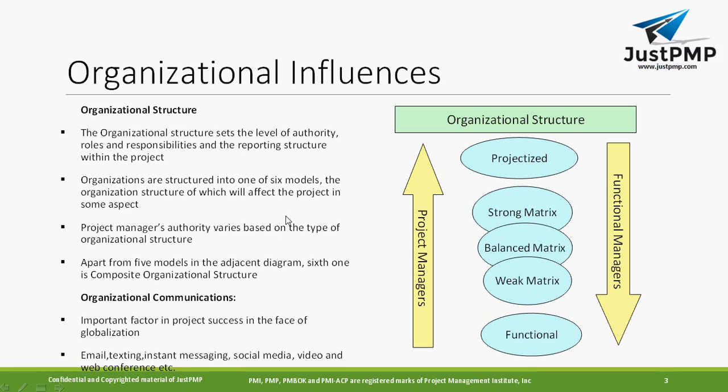The organizational structure sets the level of authority, roles, and responsibilities, and the reporting structure within the project. Organizational structures fall into one of six models, which will affect the project in some aspect. The project manager's authority varies based on the type of organizational structure. Apart from the five models in the adjacent diagram, the sixth one is the composite organizational structure, which we're going to take care of in a coming slide.